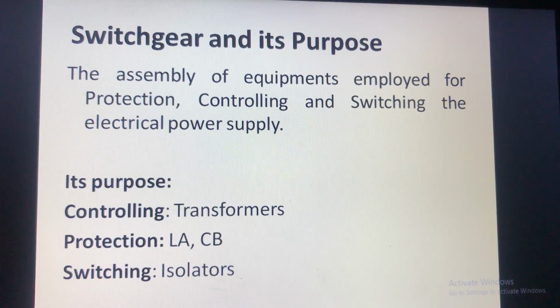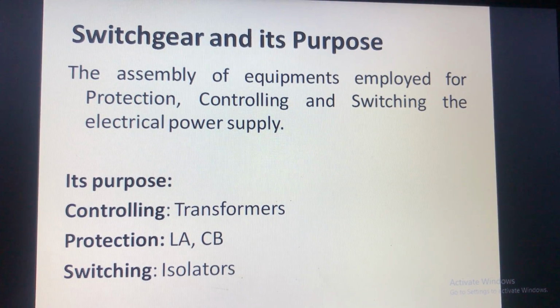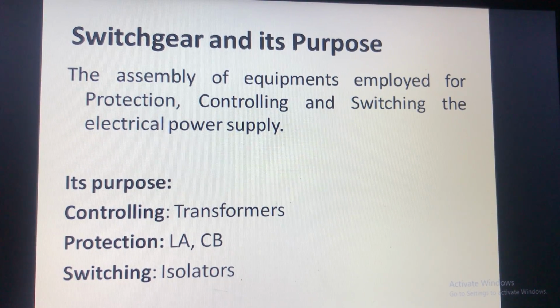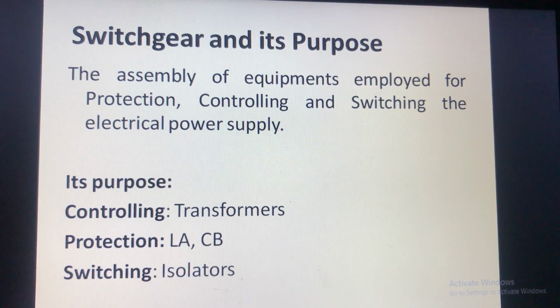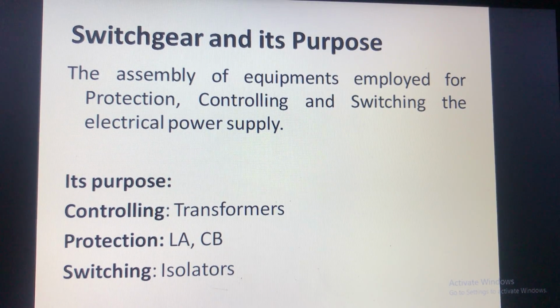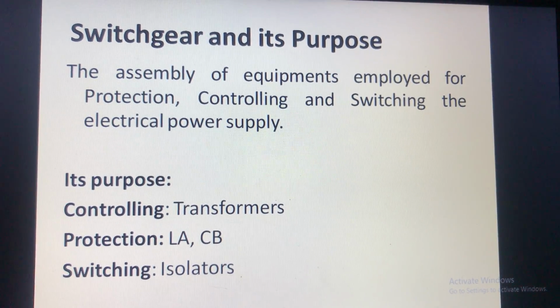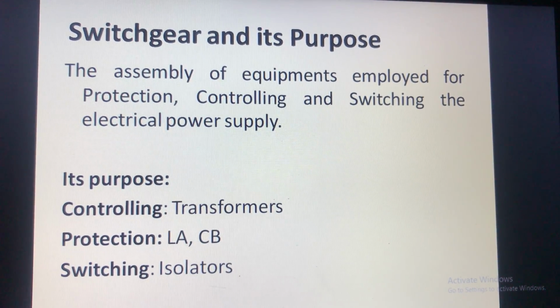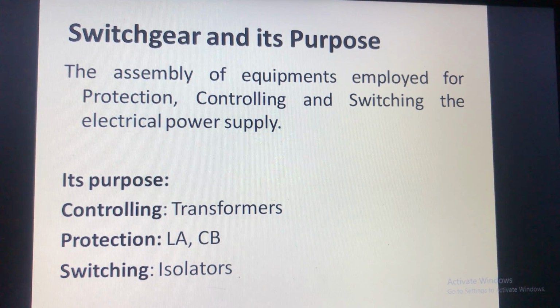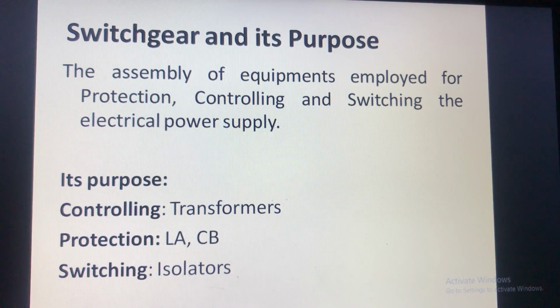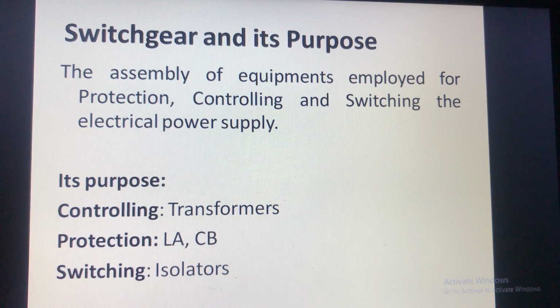Then is the switching. Now we need connecting and disconnecting of various circuits. So it is done by using isolators. So this is all about the definition of switchgear and why it is required. It is the assembly of equipments like transformers, lightning arresters, circuit breakers, relays, isolators and many others at one place.